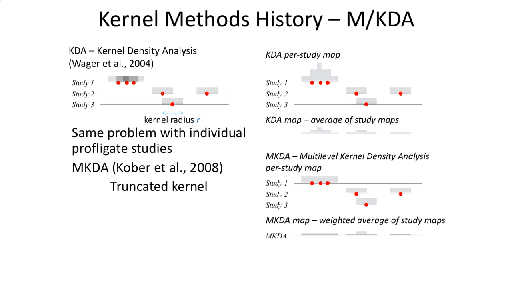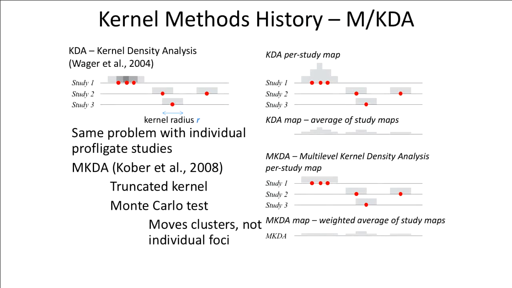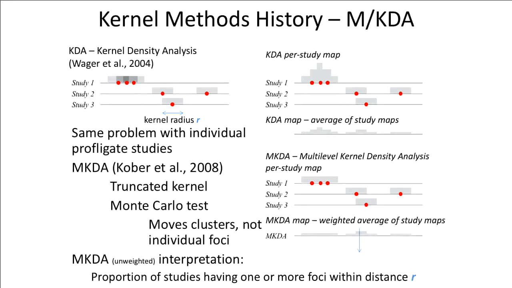So this is the MKDA, and basically it's trying to make sure that we have an even influence from each study. And there are other modifications to this. You can add weights based on sample size and what have you. And there's also a Monte Carlo test that respects the spatial structure of these points when doing the resampling. So I feel this has a nice simple interpretation: this MKDA map is not a probability. It's just saying for any one location in the brain, what is the proportion of studies that had one or more foci within radius r? So that's a nice summary of all the studies that you're examining.